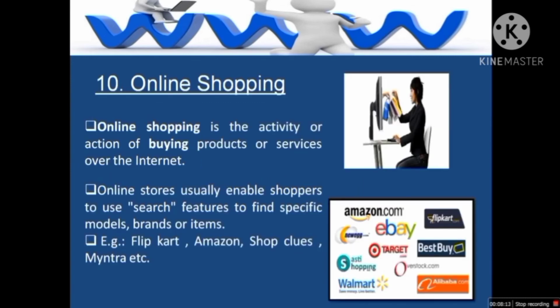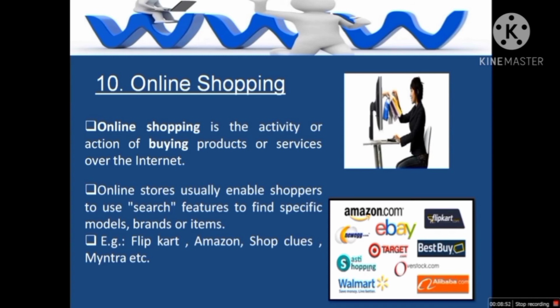The next is online shopping. This is the main area where the internet is used nowadays. Online shopping is the activity or action of buying products or services over the internet. It means the user can purchase anything from the internet, and he or she doesn't need to go outside the home. Online stores usually enable shoppers to use search features to find specific models, brands or items. Here a number of online websites are available. You can also say e-commerce websites like Flipkart, Amazon, Shopclues, Myntra, etc.